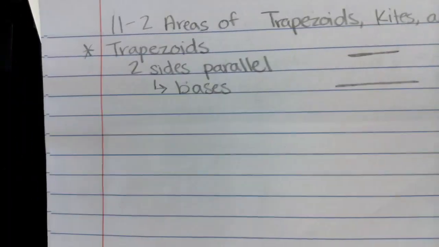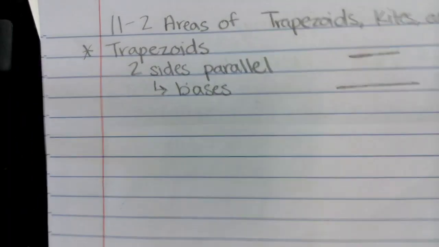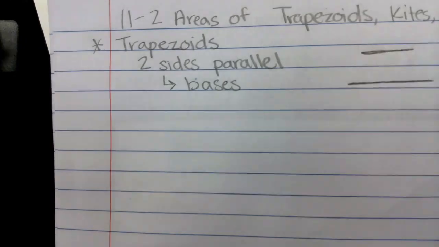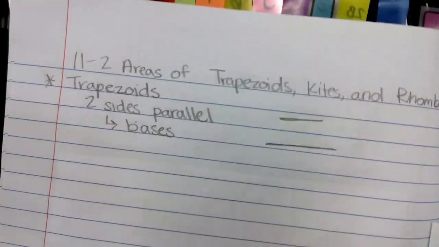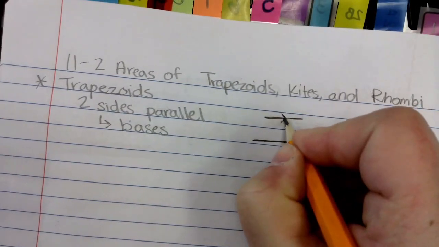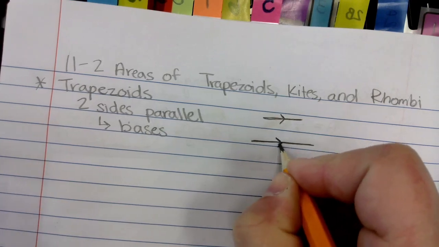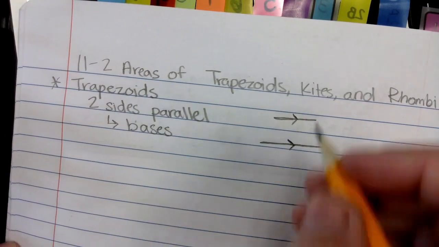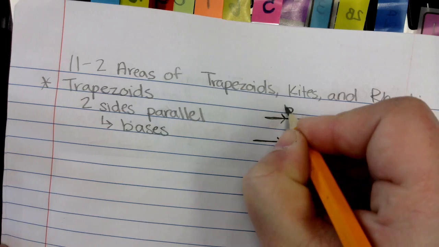The sides are the same, or that they are parallel, not necessarily congruent. They just run side by side. They're never going to touch. So we do those little arrows. And because these are the ones that are parallel, these are going to be the bases. So we're going to label this a B for a base, and this also for a base.